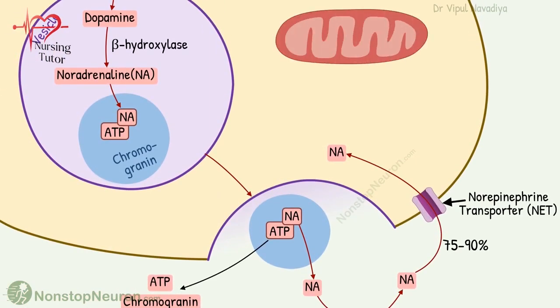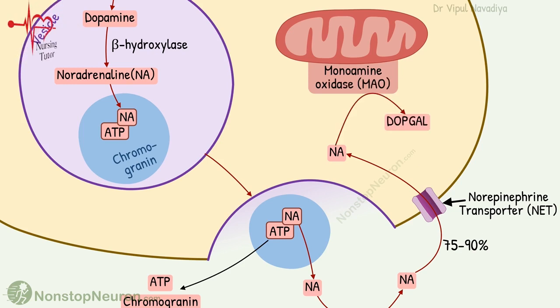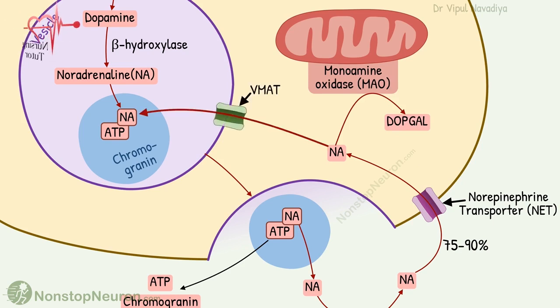Now, the mitochondrial membrane contains an enzyme, monoamine oxidase. It degrades noradrenaline present in the cytoplasm. However, once inside the cell, the noradrenaline is quickly taken up into the vesicles by VMAT. So the degradation by monoamine oxidase is minimal. Thus, most of the noradrenaline is taken up back for reuse.